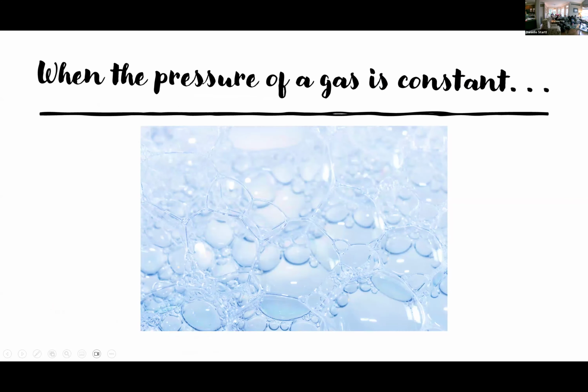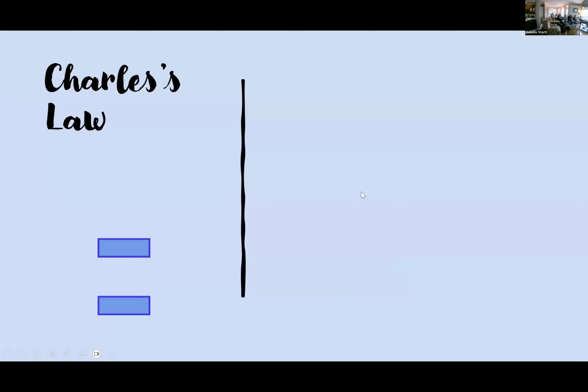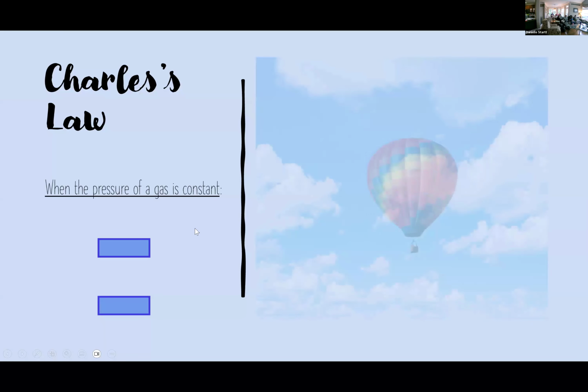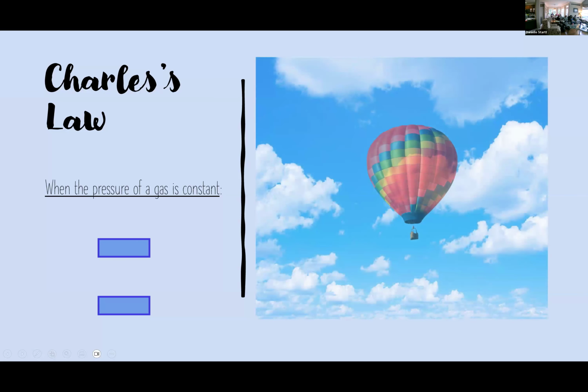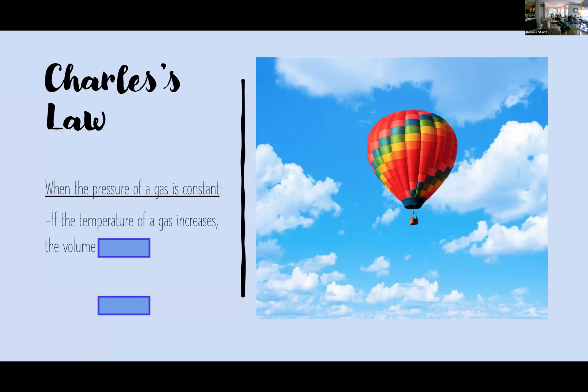All right, so we're going to be talking about temperature, pressure, and volume. In this one, our pressure is constant. When pressure is constant, Charles's law comes in. It says that when the pressure of a gas is constant, if the temperature increases, the volume does what? Increases. Very good. And if the temperature of a gas decreases, the volume does what?